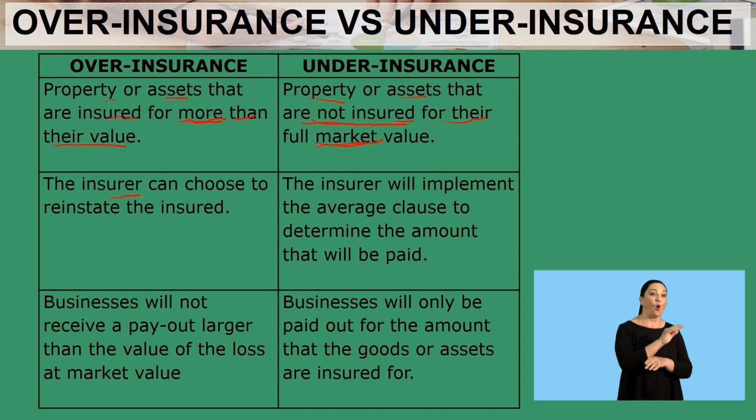With over insurance, the insurer can choose to reinstate the insured, whereas with under insurance, the insurer will implement the average loss, meaning the calculation we talked about: amount insured over market value multiplied by the damages to determine the amount that will be paid. With over insurance, businesses will not receive a payout larger than the value of the loss at market value. With under insurance, businesses will only be paid out for the amount that the goods or assets are insured for, which is less than the full market value. So those are the differences between over and under insurance.